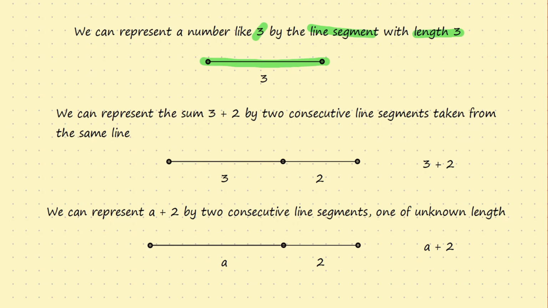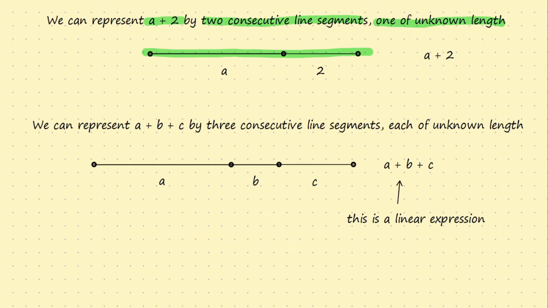We can represent the sum 3 plus 2 by two consecutive line segments taken from the same line, like so. We can represent a plus 2 by two consecutive line segments, one of unknown length, like so. We can represent a plus b plus c by three consecutive line segments, each of unknown length, like so.